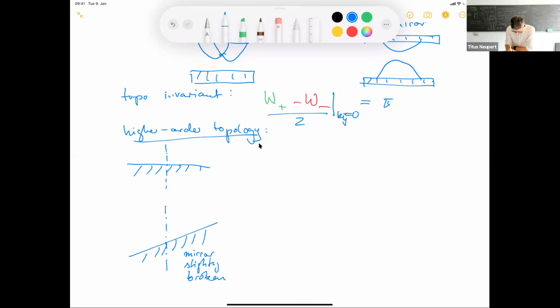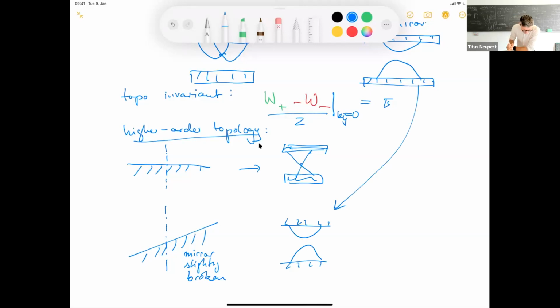Then for this edge, we know the spectrum is going to look like this with the degeneracy point. And here now we have a little mass gap, right? We have this picture because we broke mirror slightly, and there is a Dirac, so it's like a 1D Dirac equation with a mass.